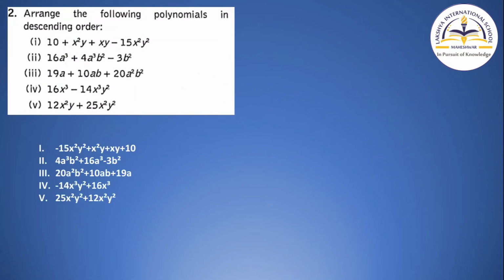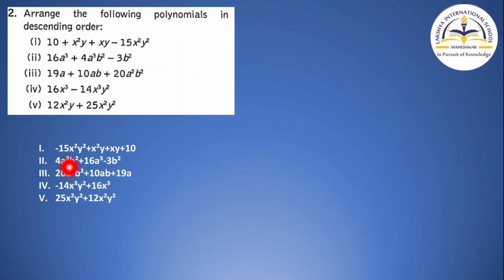Now question number 2, arrange the following polynomials in descending order. Here first you have to write the negative values. Minus 15 x square y square. Then you have to write x square y because degree 3, then it has power of degree 2, xy, then xy, then plus 10. Now again we will see the power of degree.